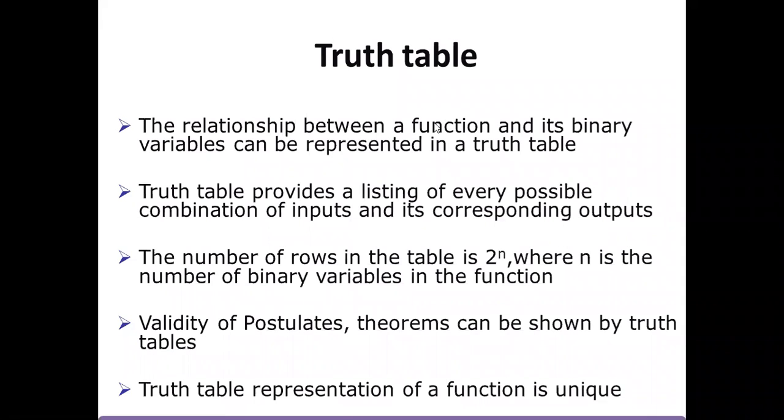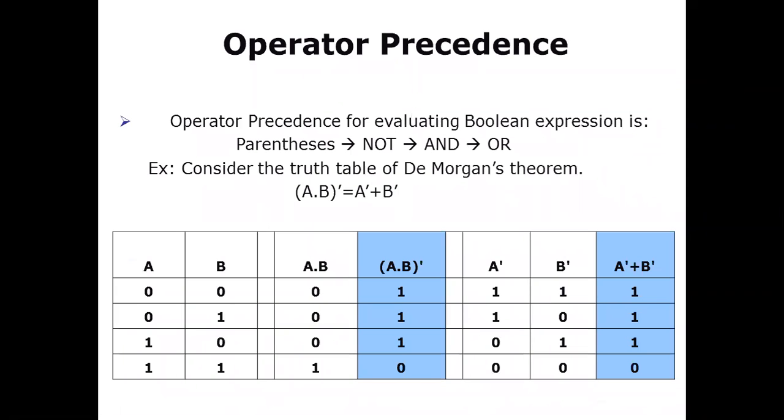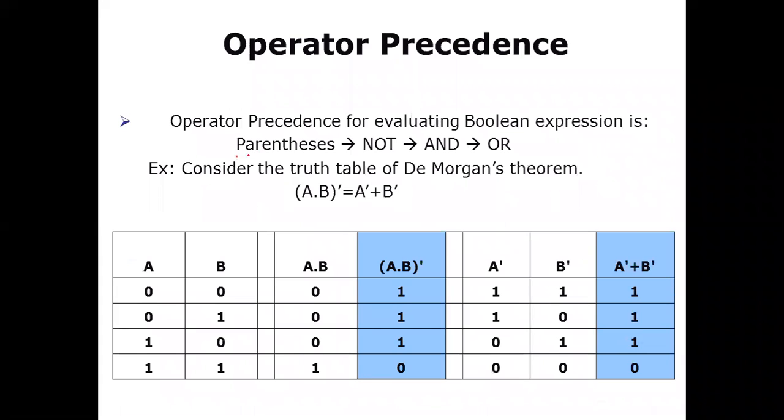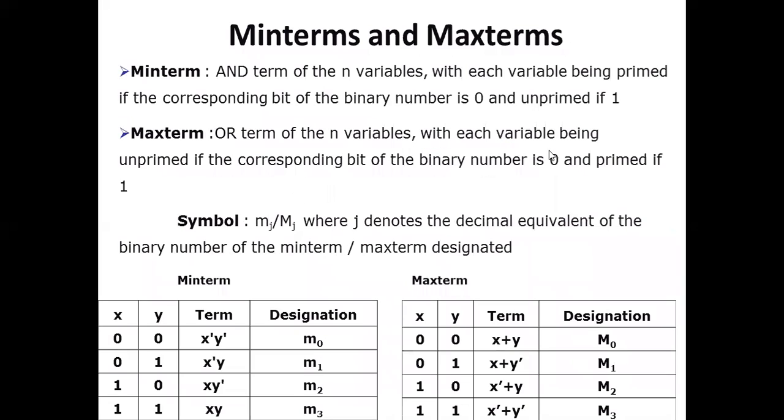So last week we talked about truth tables. A truth table shows you a relationship between a function and its binary variable values. We have to evaluate or draw truth tables by looking at the operator precedence. The operator precedence for a Boolean expression is given here. You have to consider parentheses first, and then NOT and OR. Okay, keep that in mind.